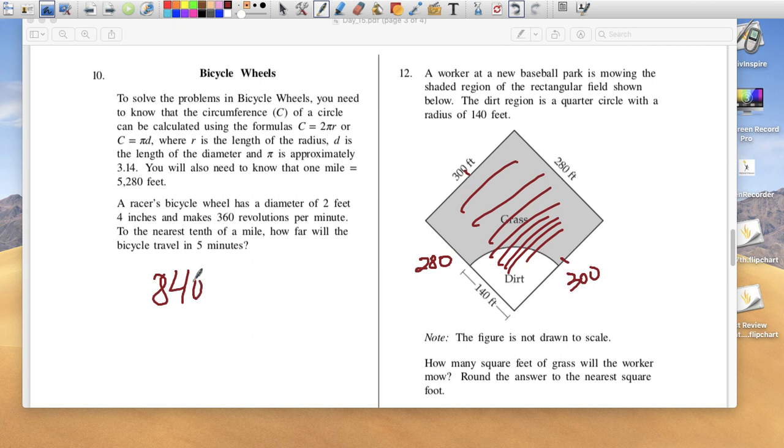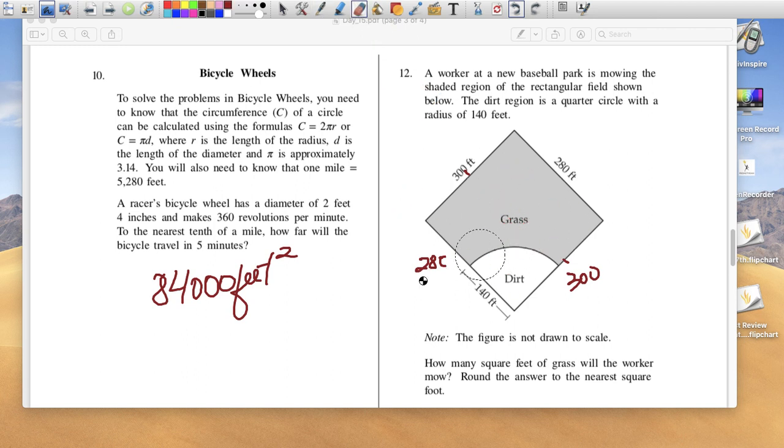The area is 84,000 feet squared, right? The area of the whole mound here. Did I multiply this right? 300 times 280. Yeah, 84,000 feet squared. So that's the area of this.